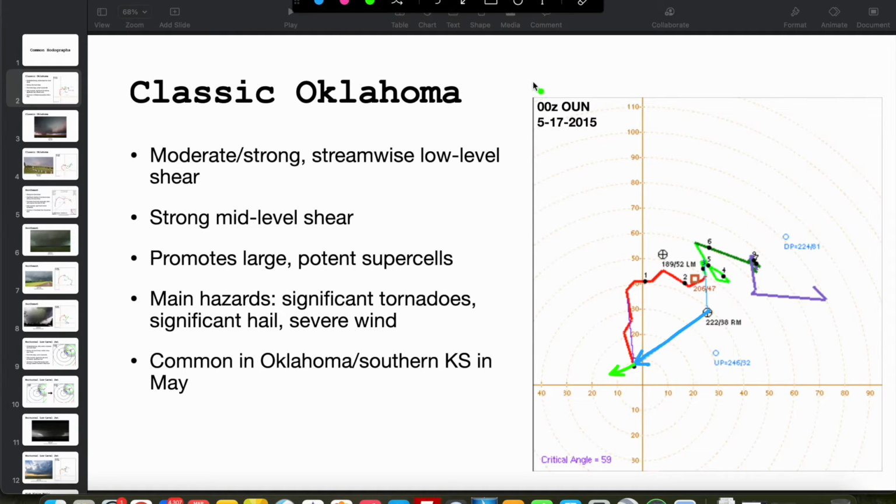This may not be the absolute best example of strong mid-level shear, but we do have quite a bit of mid-level shear here from the 1 to 6 kilometer layer. Decent changing of the wind speed and direction within that layer.